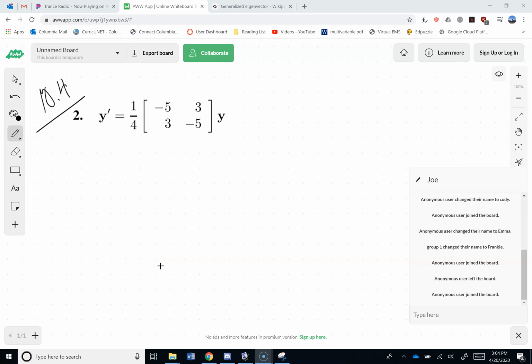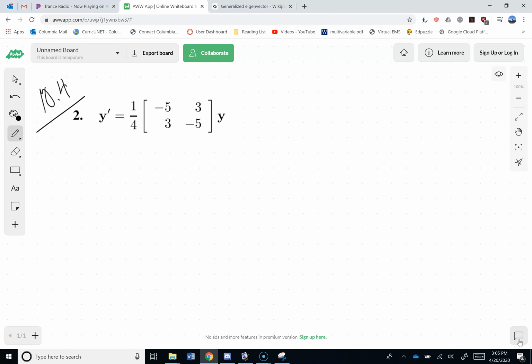Okay, so we're looking at 10.4 number 2, where we have y prime is a quarter times the matrix negative 5, 3, 3, negative 5 times y. And in order to do these problems, what do I start with? Lambda I minus A. Okay, so first things first, I have to find eigenvectors. Well, values. Find eigenpairs.